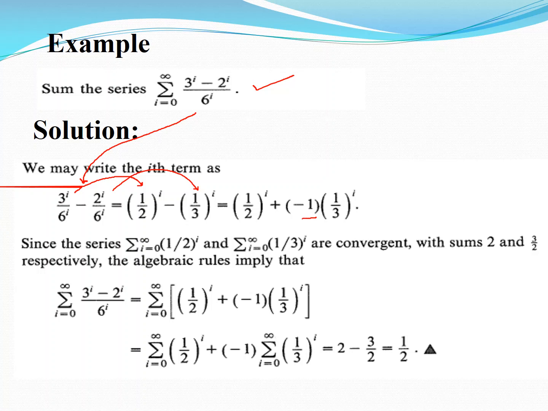If we take minus 1 as common, replacing this negative sign with positive, we have to write here minus 1. These are the sum of two series, this series and this series, or convergent, with sum 2 and 3 by 2. The algebraic rule implies that this can be written in this form, with separate summation notation. We will write here 2, this minus 1, and this sum 3 by 2. Finally, we obtain 1 by 2.